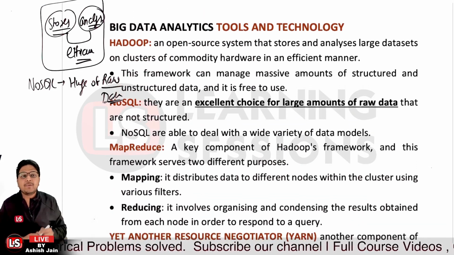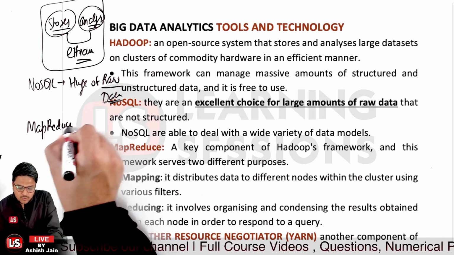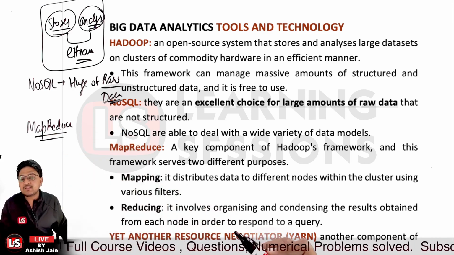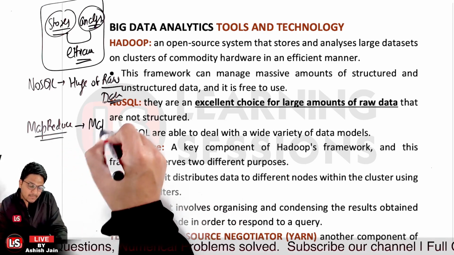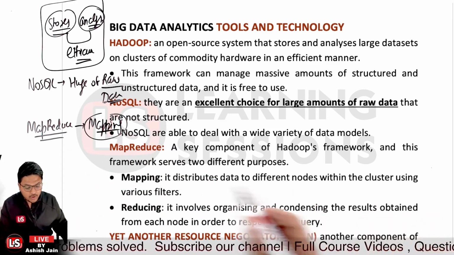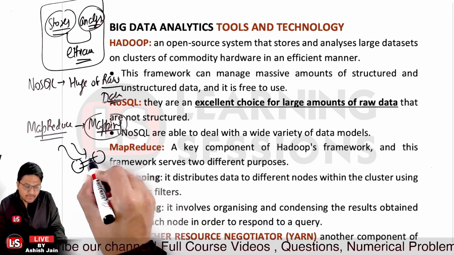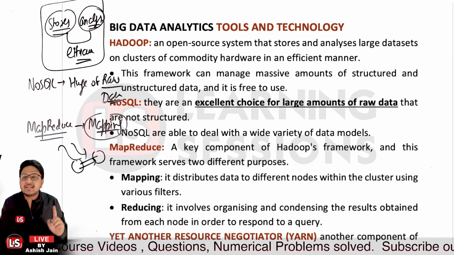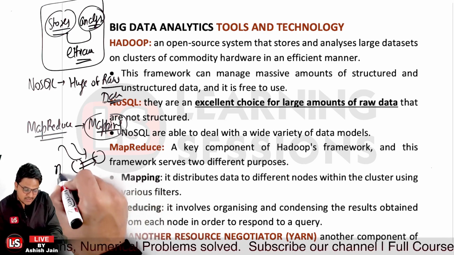The third one is related to MapReduce. MapReduce is a component of the Hadoop framework, which can be used in Hadoop too, right? This framework serves two main purposes. The first is mapping: mapping one data set to another, showing how the data sets are related. Or you first distribute the data into different clusters and then find the linkages between them. Overall, it organizes the data and condenses the results obtained from each node. The clusters are considered the nodes.